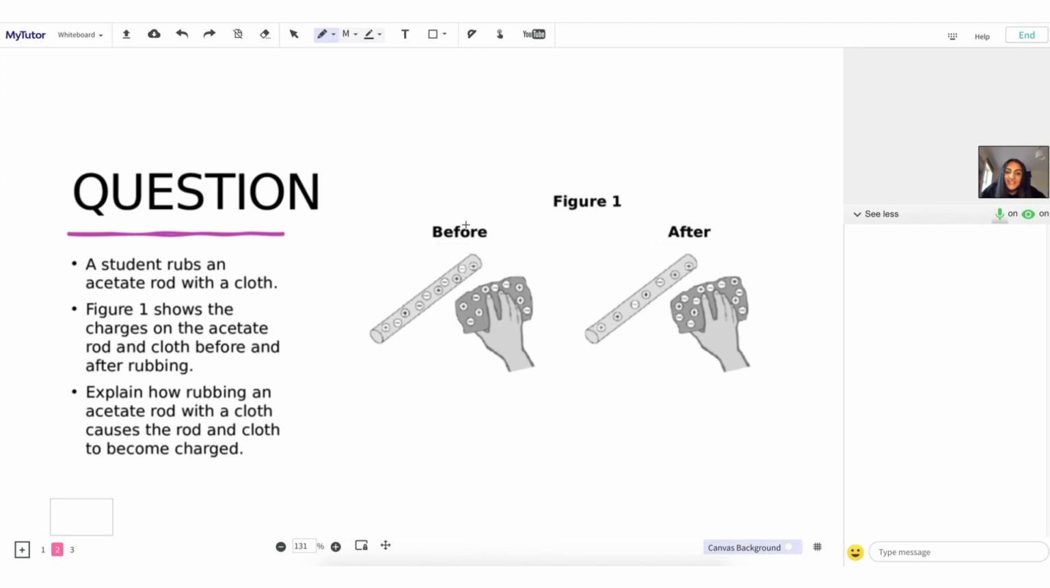The question is as follows. A student rubs an acetate rod with a cloth. Figure 1 shows the charges on the acetate rod and cloth before and after rubbing. Explain how this rubbing of an acetate rod with a cloth causes the rod and the cloth to both become charged. So we need to be thinking about electrons, the movement of electrons, charges, which direction the electrons move in, and the two materials that are included to help us with this question.